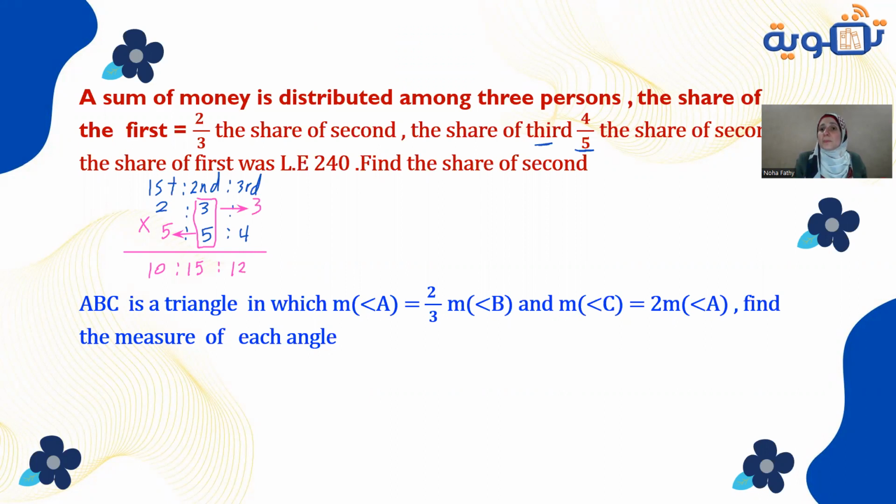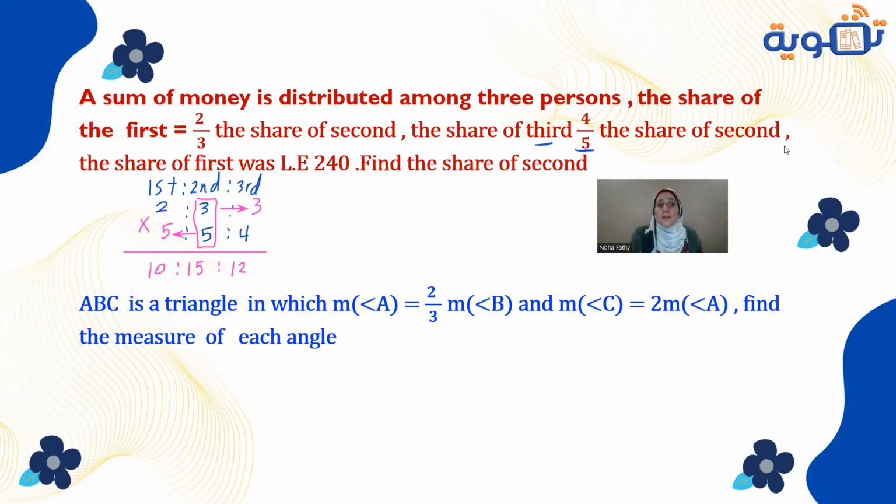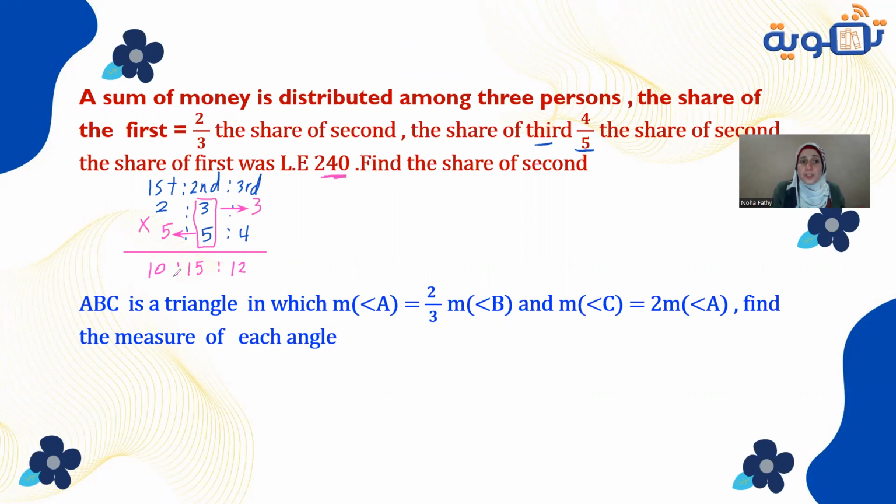He said the share of the first was 240. So I write 240 under first. You want the second. Just make cross multiplication between second and first. So second equal 15 times 240 divided by 10. Then the result equal 360.